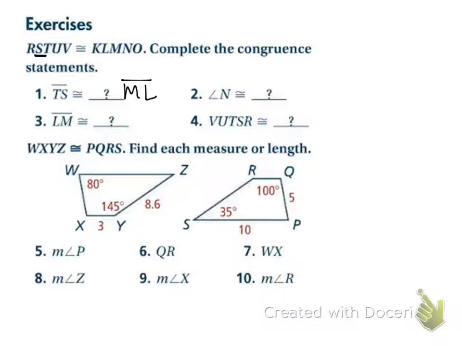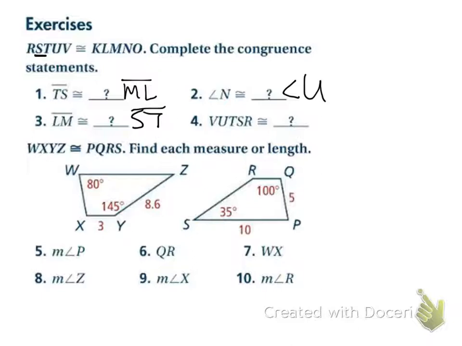For number 2, we need to find angle N. Angle N is the fourth letter in our second object. So we want to match to the fourth letter there. That's going to be angle U. LM would be second, third letter. Second, third letter would be ST.